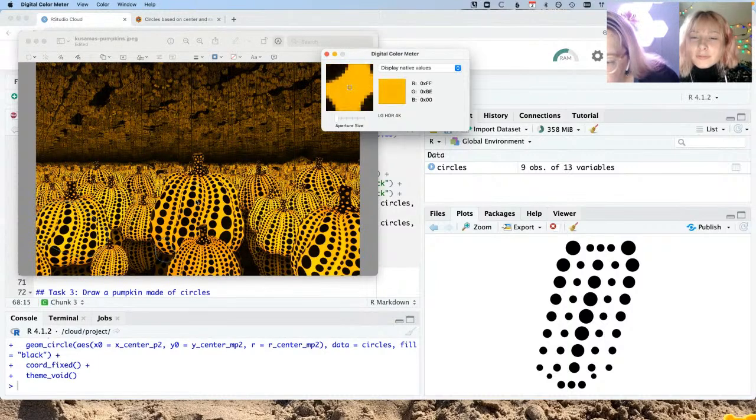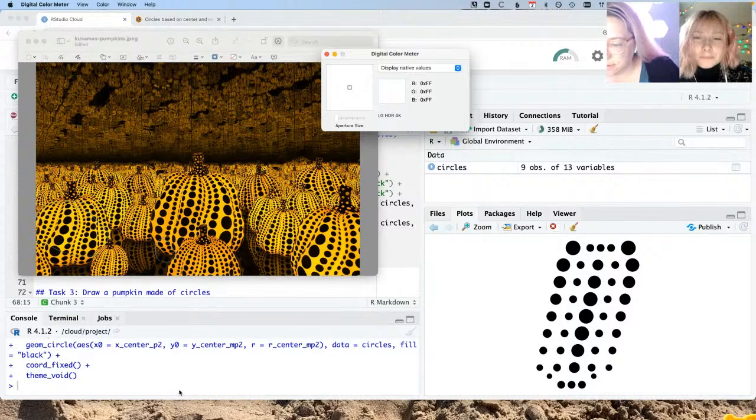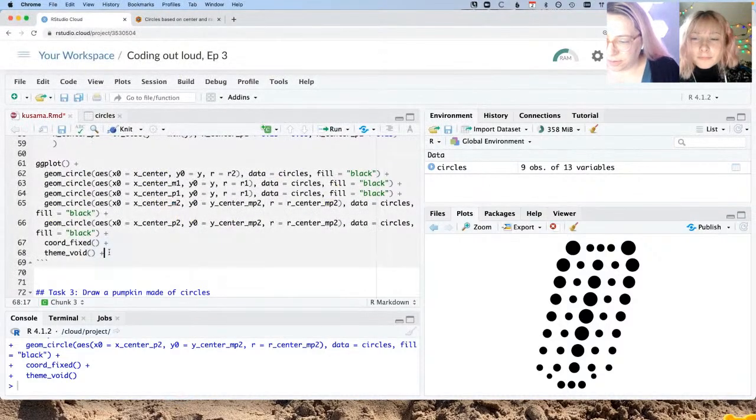What do you think? Lighter, darker? Something like this? I think that's a good middle ground. I feel like the darker ones are kind of more pleasant to my eye. So that looks good to me. Okay, so FFC700. And what we want to do is change the plot background.